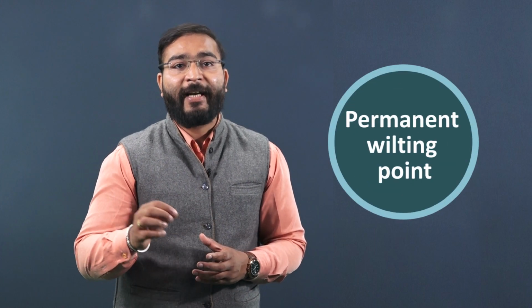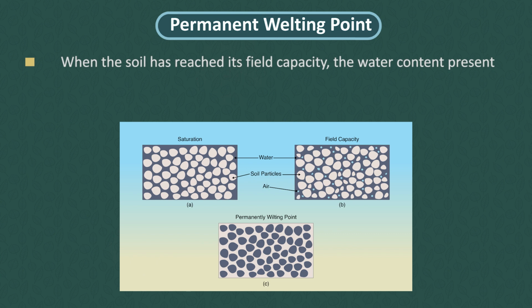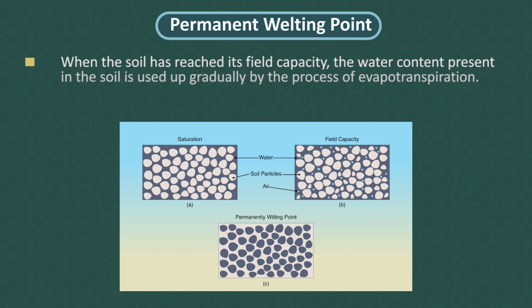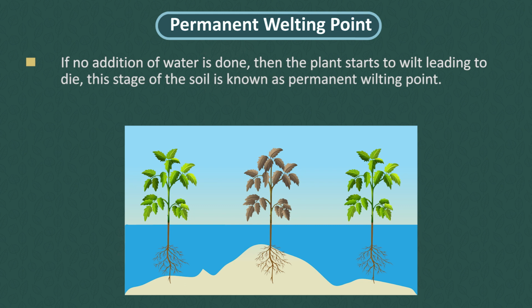Student, now let us learn about the permanent wilting point. Viewers, when the soil has reached its field capacity, the water present in the soil is used up gradually by the process of evapotranspiration. If no water is added, then the plant starts to wilt, leading to death. This particular stage of the soil is known as the permanent wilting point.